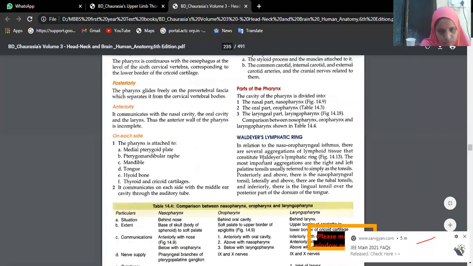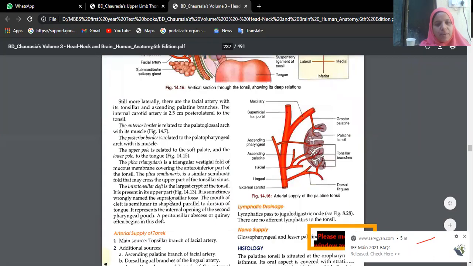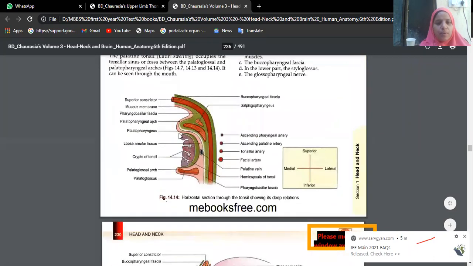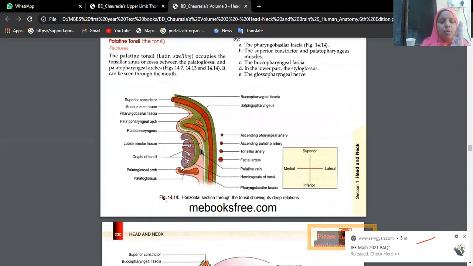Okay, better. Now see here, this is our palatine tonsil, which is situated in the oropharynx. So this is the upper pole. You should just consider it like this. It has upper pole, lower pole, anterior border, posterior border, and the surface near the midline is medial surface. Surface away from the midline is lateral surface. And whatever structures you are finding here, this is actually the tonsillar bed.